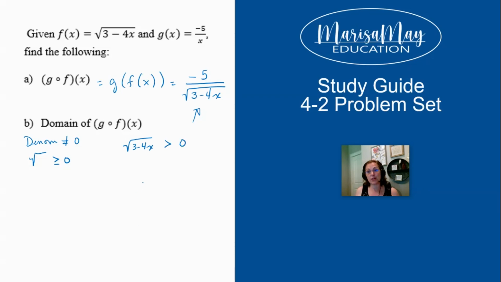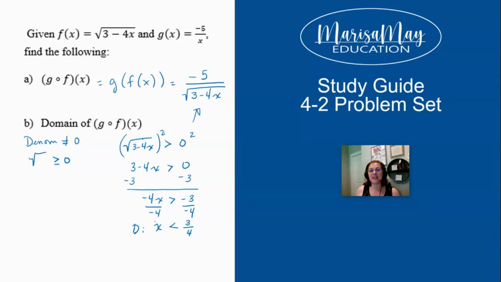Now I'm going to solve this inequality. How do I get rid of the square root? Well, I square both sides, and the square root goes away. They eliminate each other, and 0 squared would be 0. Now let's solve. I can move the 3 over by subtracting 3. That leaves me with negative 4x is greater than negative 3. Now I'm going to divide both sides by negative 4, but I remember, and I think you're remembering too, that when we divide by a negative number with an inequality, we flip the inequality. So this is my domain: x has to be less than 3/4.